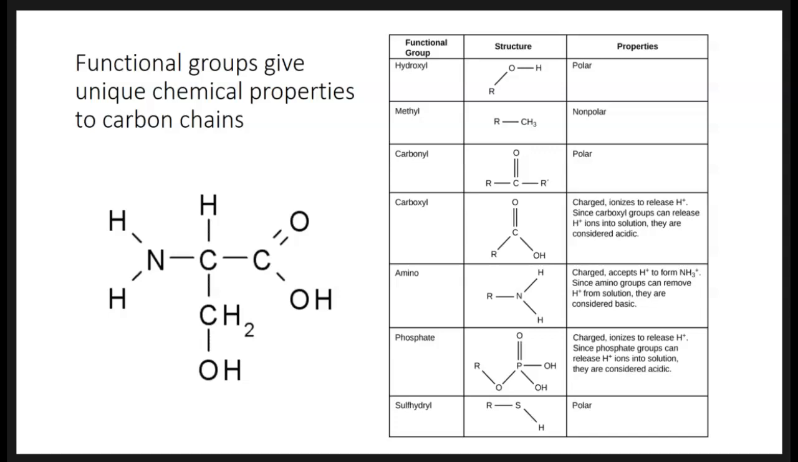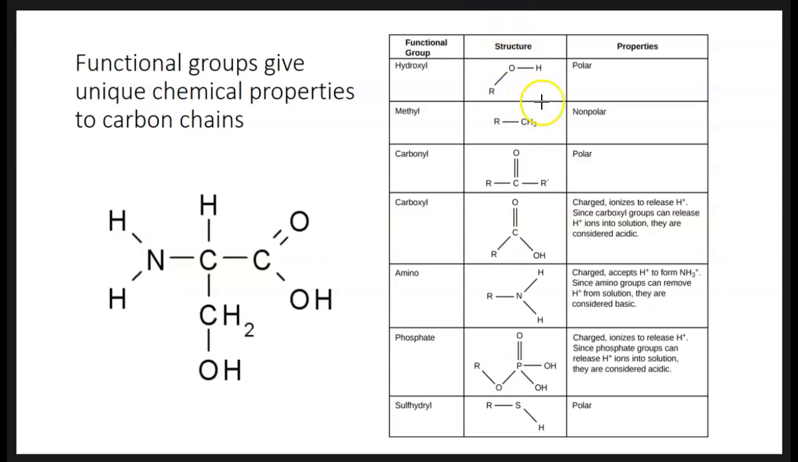Carbon also forms interactions with molecules or parts of molecules that we call functional groups. Functional groups give unique chemical properties to those carbon chain organic molecules. Those functional groups often have oxygen and nitrogen, as well as other CHONPS atoms like phosphorus and sulfur. So those are the things that are going to be involved in lots of functional groups.